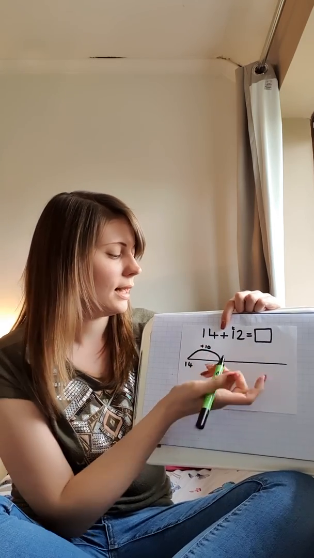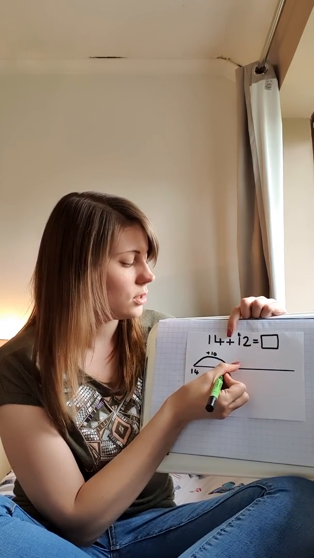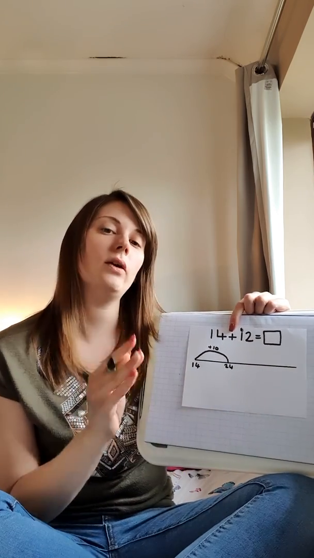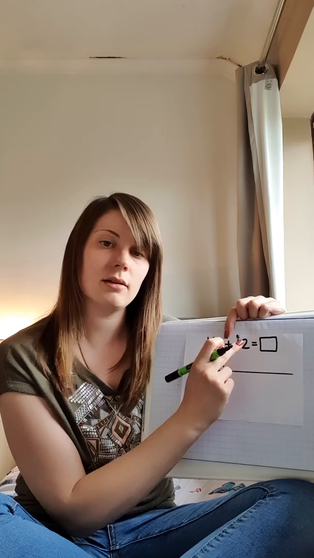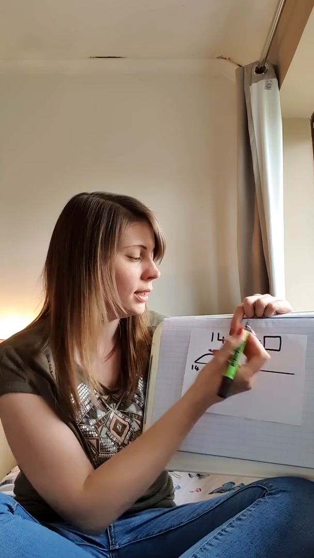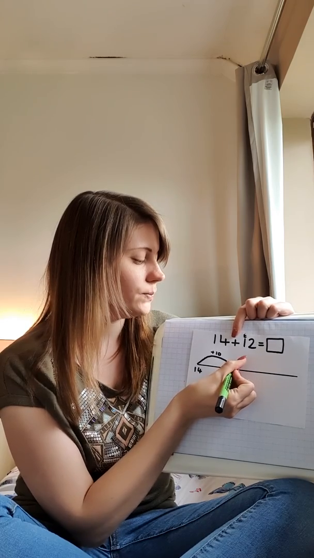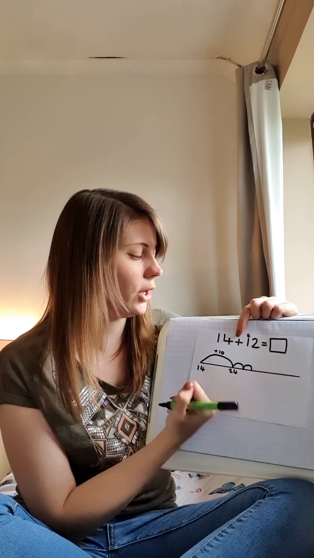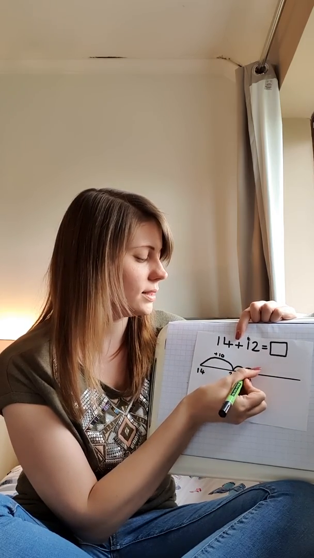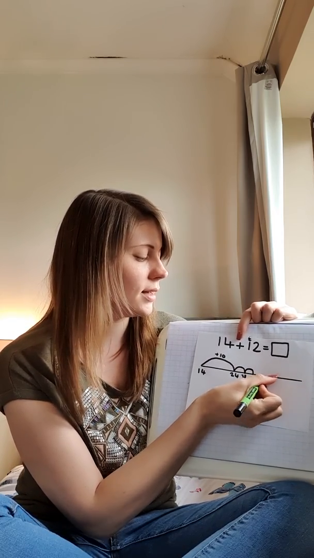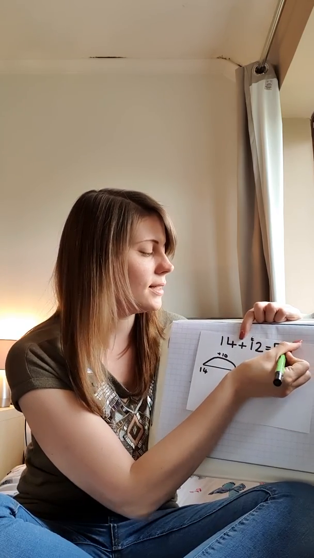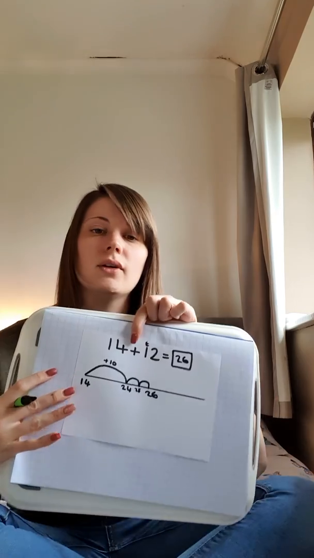So 14 add 10 takes us to 24. We're not done. We must remember to add on the 2 after. So we must remember to add on the 1s. So we then need to jump 2 more. 1, 2. Again I'm going to add in the numbers. 25, 26. So our answer to this problem is 26. Well done if you got it right.